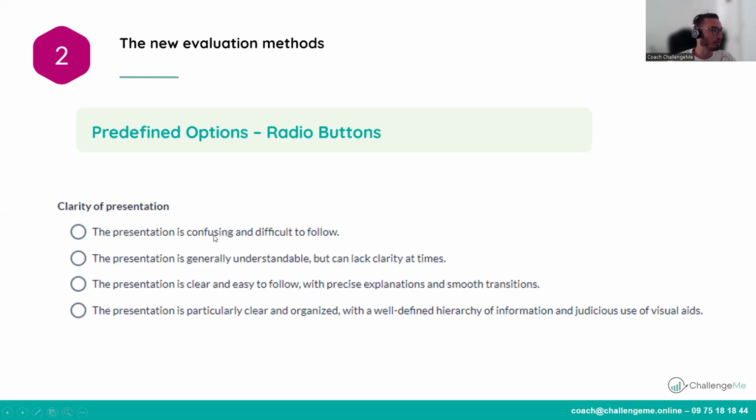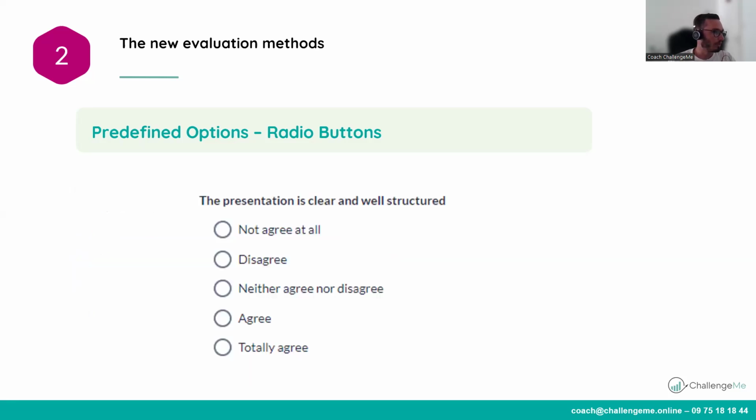So this is a new way of assessing students, and I think it can also reduce overgrading and undergrading, because they just have to select the best description. You can also use the predefined options as a Likert scale. For example, you can ask, "The presentation is clear and well structured," and let the students indicate if they agree, strongly disagree, or totally agree. So you can use it like that as well.